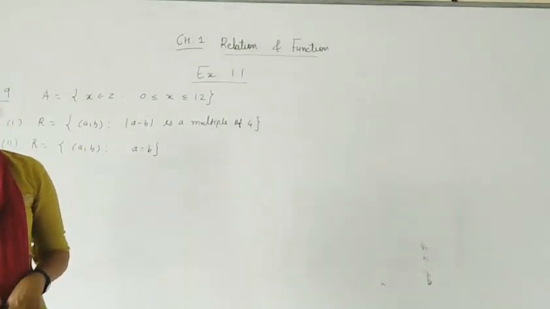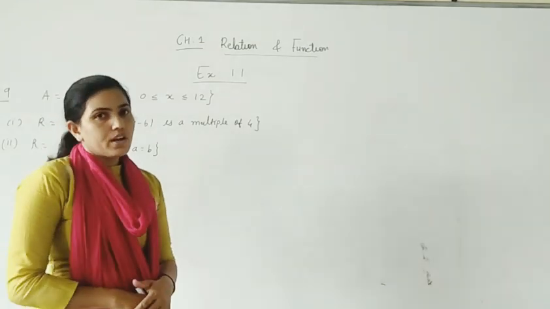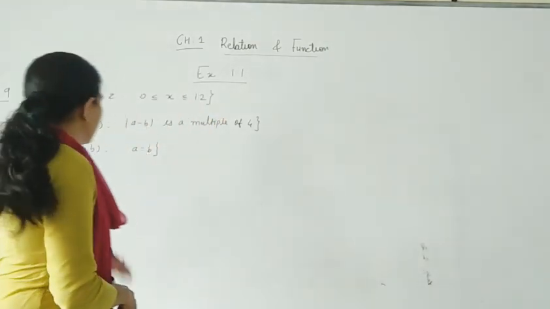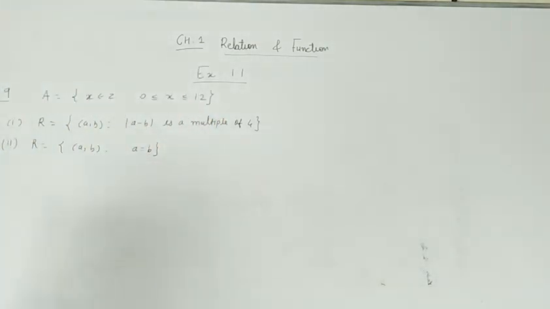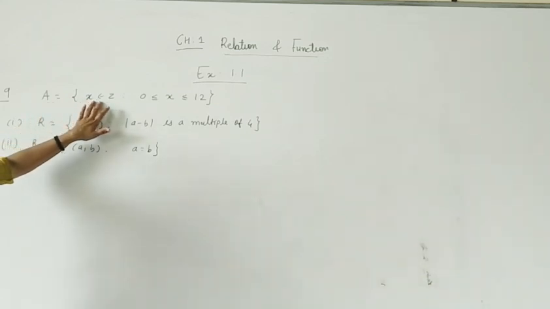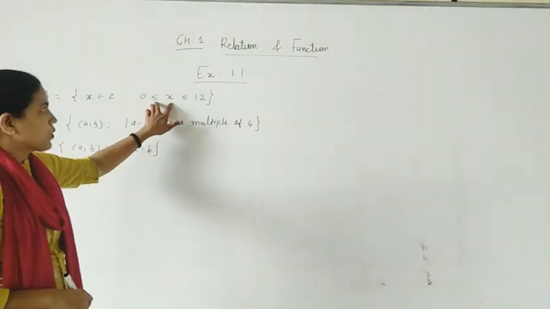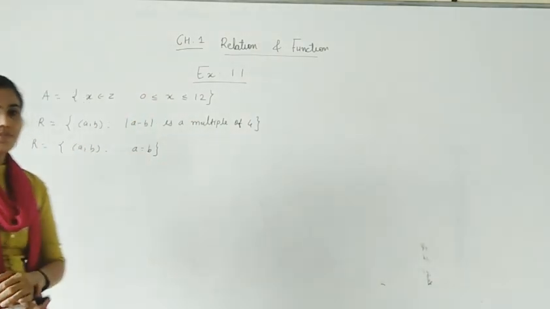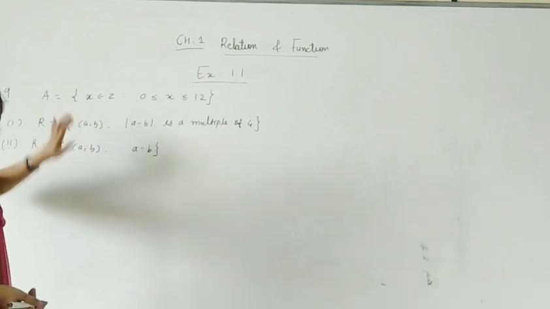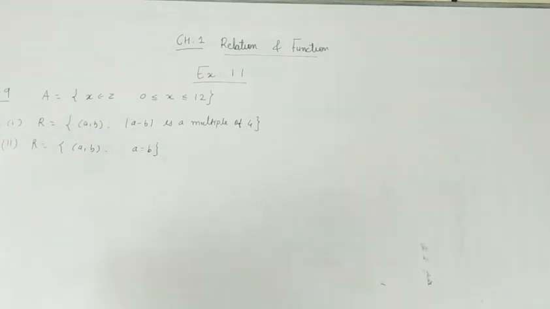Good morning students. Today we continue with question number 9, as up to question number 8 we have seen in the last video. Question number 9: A is equal to all those elements x from Z where 0 is less than or equal to x less than or equal to 12. So this is the set A on which the given relation is defined.